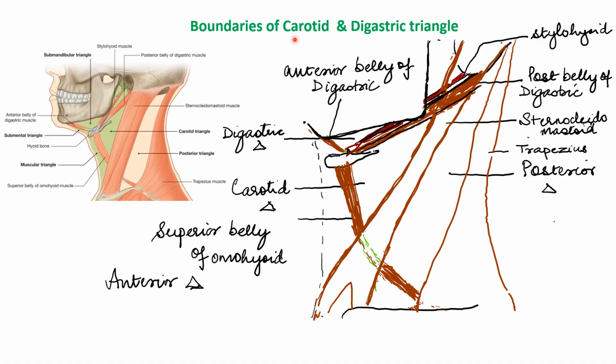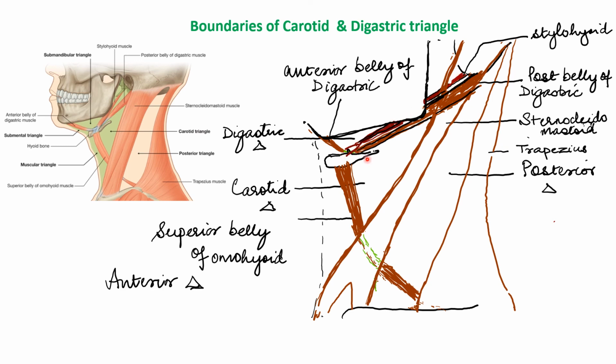Now let's come on to the remaining parts of the anterior triangle, which are the carotid and the digastric triangle. In the infrahyoid region, the superior belly of omohyoid separates the muscular triangle from the carotid triangle. The carotid triangle is bounded inferiorly by the superior belly of omohyoid, posteriorly by the sternocleidomastoid, and superiorly by the posterior belly of digastric, and running along it from the styloid process to the hyoid bone, the stylohyoid muscle.